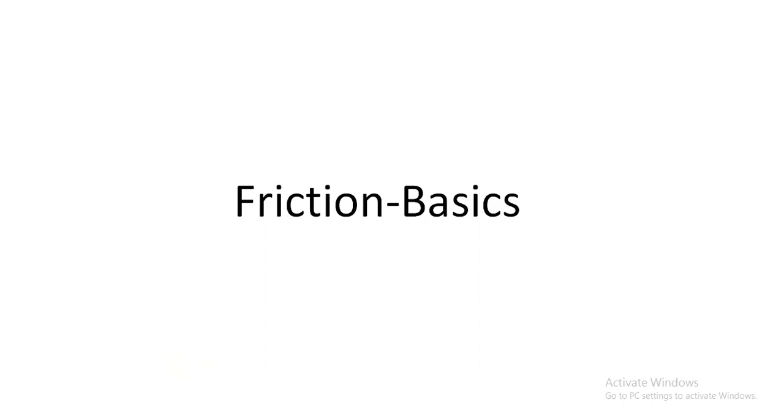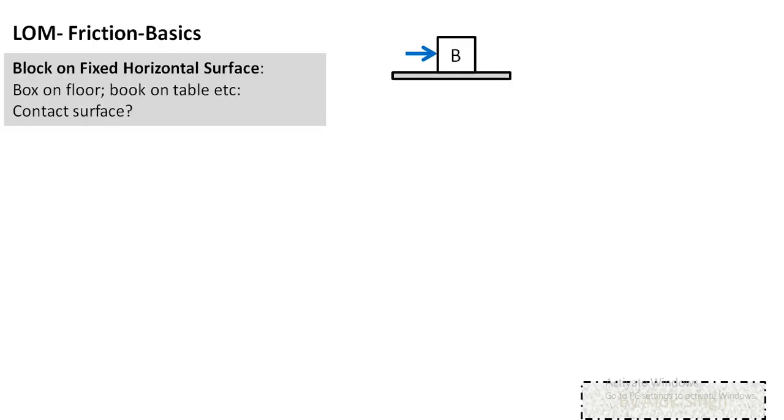Hello. The topic for this video lecture is friction, and we will deal with very basic principles of friction. We'll get started with the simplest example, which is a block on a fixed horizontal surface. The block B is placed on a fixed horizontal surface. A real life example could be a box placed on a floor or a book placed on a table.